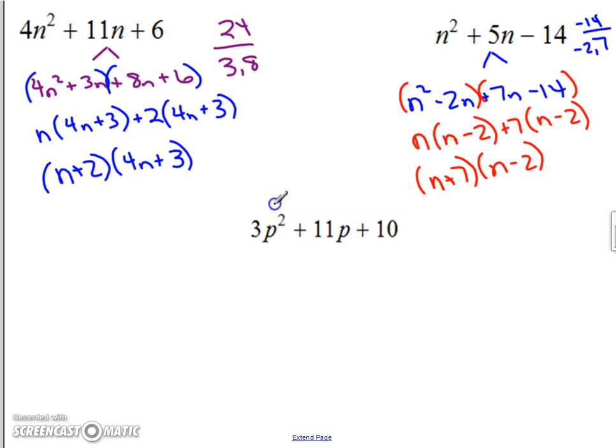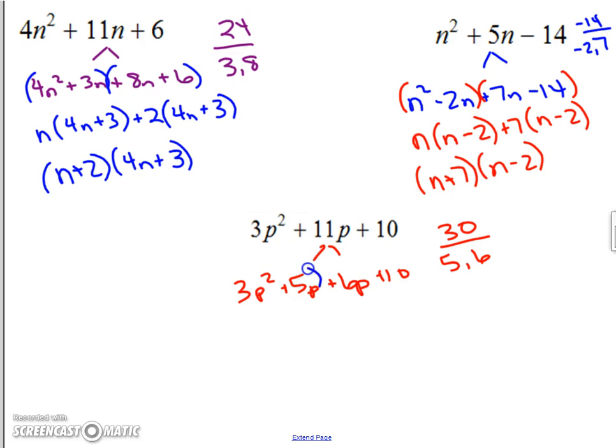So now I multiply 3 times 10 to get a positive 30. I look at what factors are going to add to give me 11. That is a 5 and a 6. Breaking down my b term: 3p squared plus 5p plus 6p plus 10.